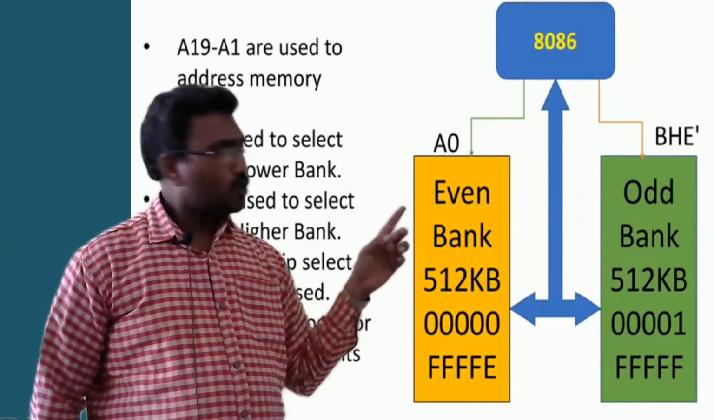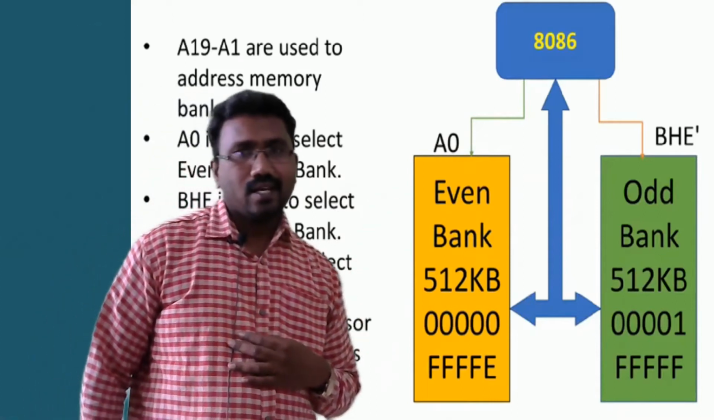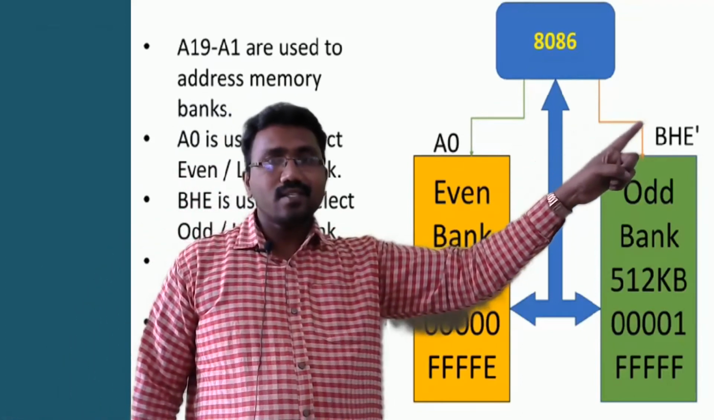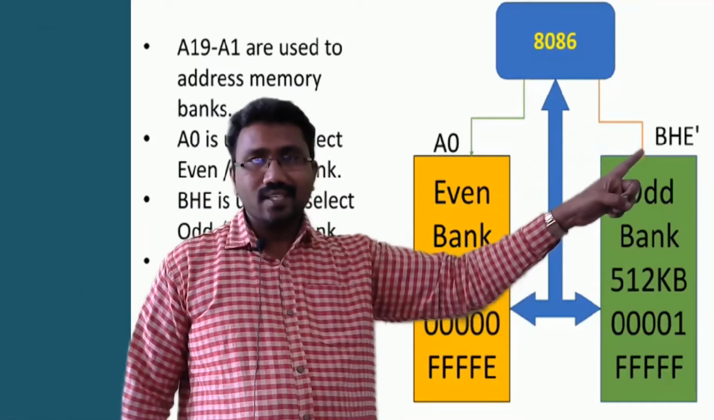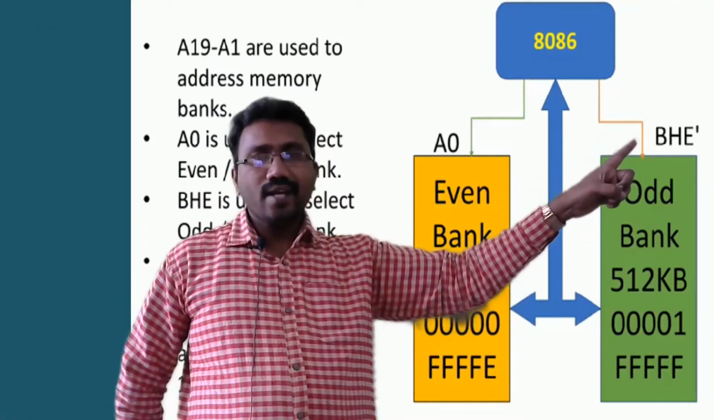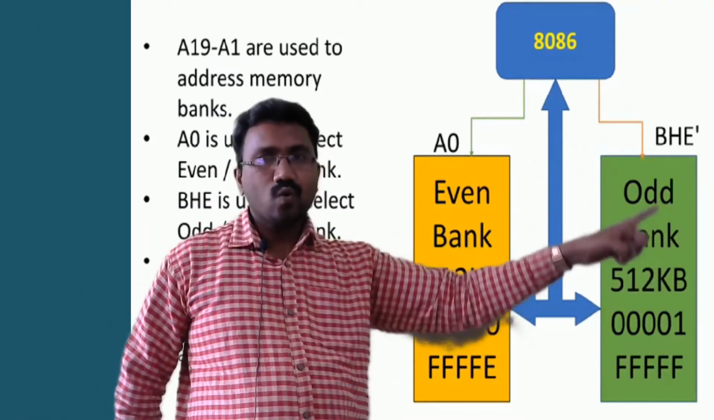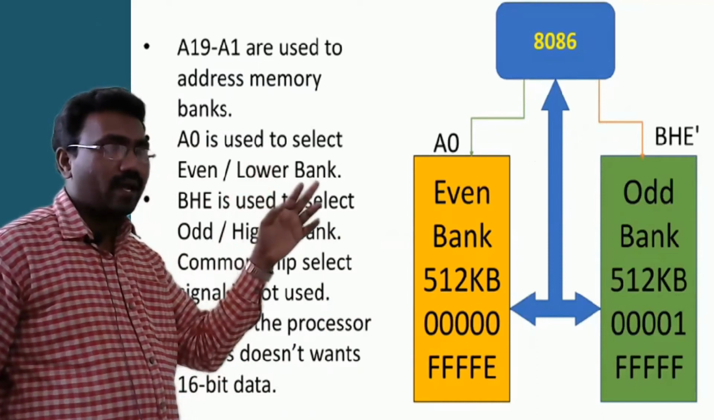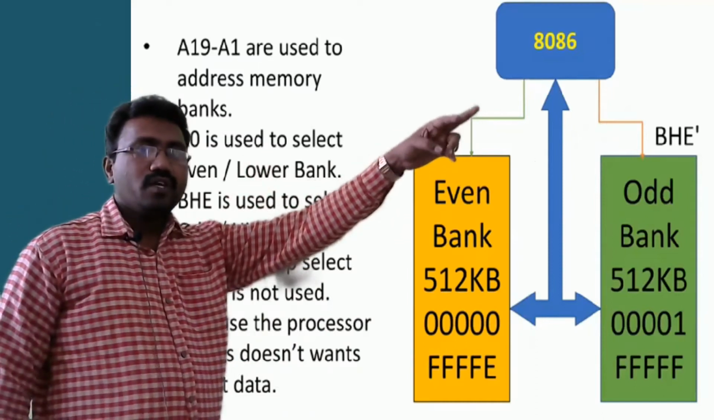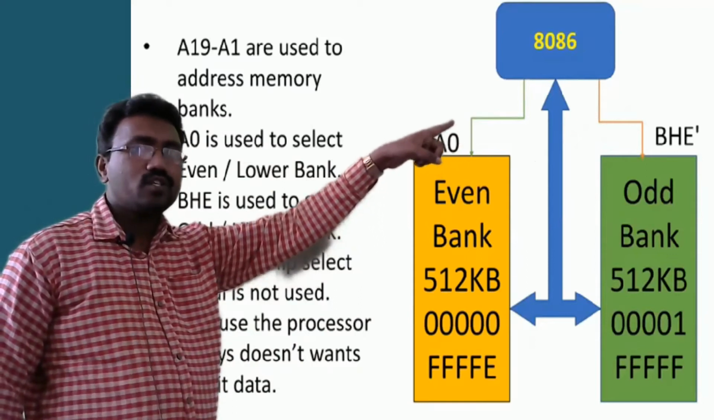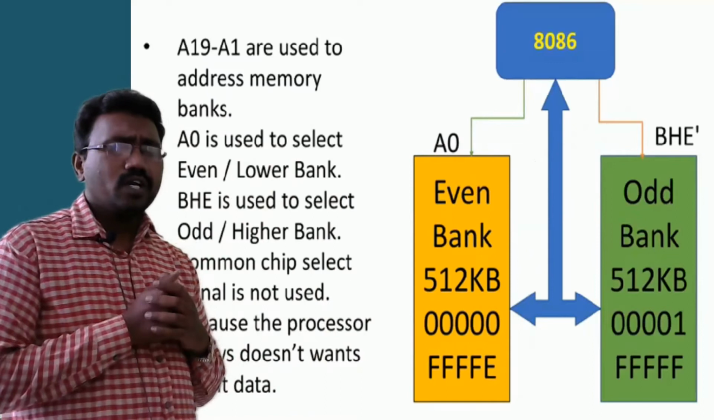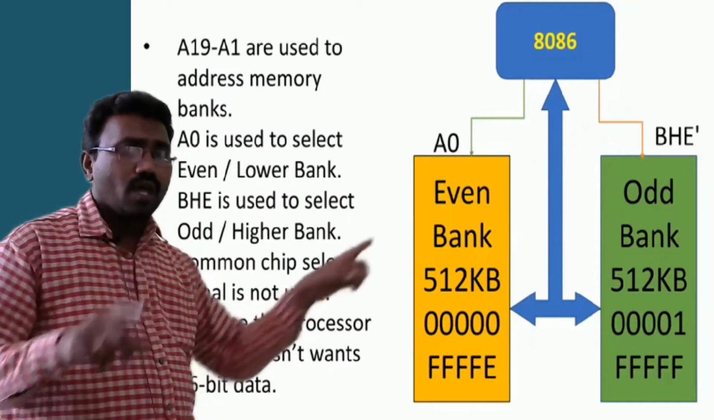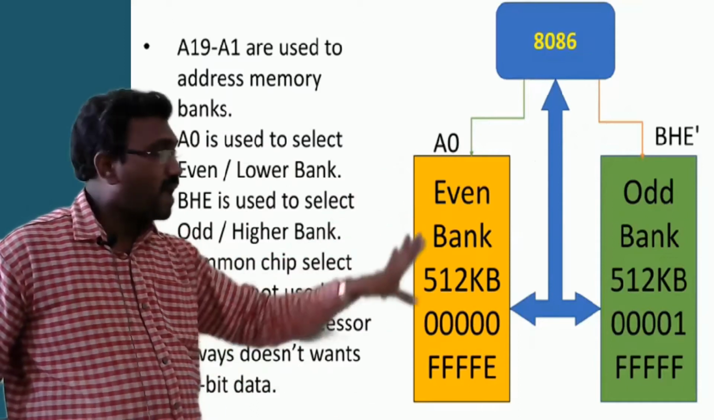Here we should not use a common chip select. A0 is the chip select signal for the even bank. BHE bar is the chip select signal for the odd bank. In the last session we discussed one of the pins of the 8086, BHE bar, to enable the odd bank, to enable the higher order bus. The point is A0 is used to select the even bank or lower bank. Whenever the 20-bit address is received by the memory, if A0 is equal to 0, the rightmost bit of the address bus is 0, then the even bank is selected, the even bank is enabled.